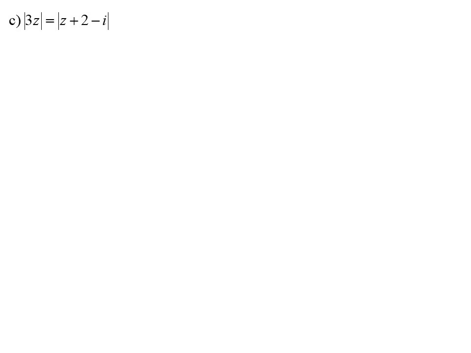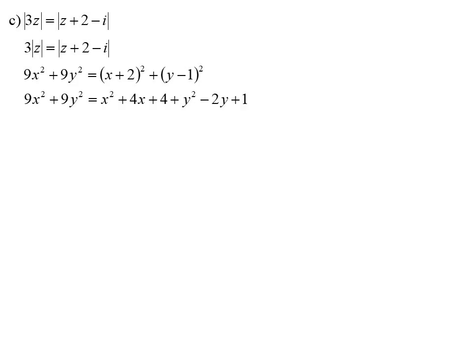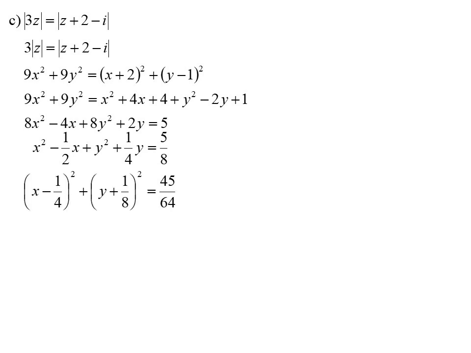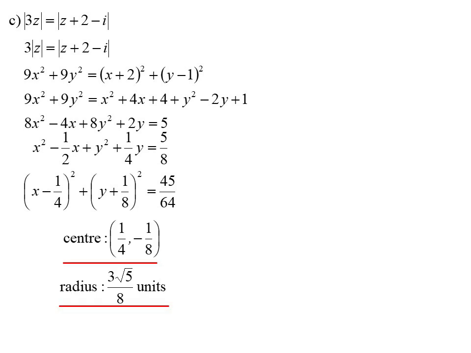I look at this one, I don't immediately recognize what it is. I could factorize the 3 out. Don't know that really helps me that much. I still don't really recognize it. So okay, let's put it into x and y so I see the Cartesian equation. Play around with it, and okay, again, a circle, because I notice the coefficient of x squared and y squared is the same. Playing around with it, there we go. Now I've got it in a form where I can read off the center, 1/4, -1/8. The radius would be 3√5 on 8.